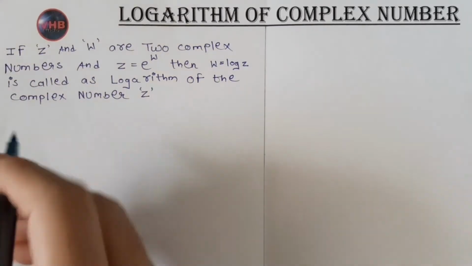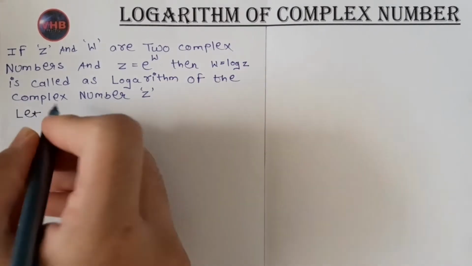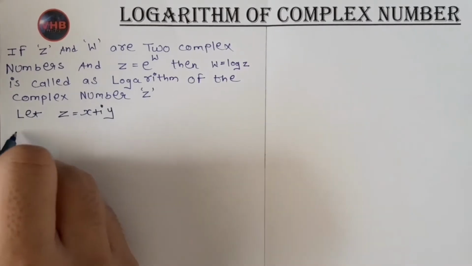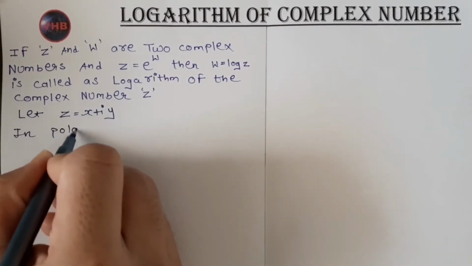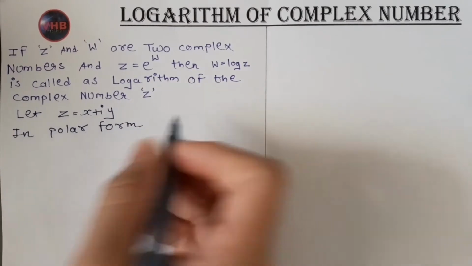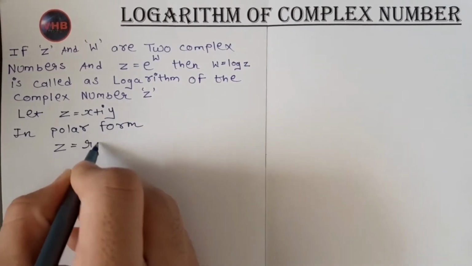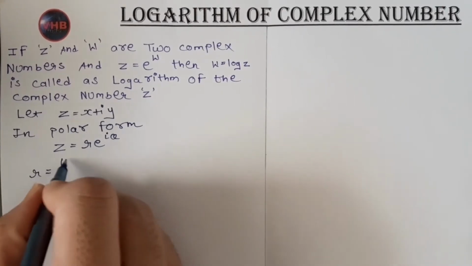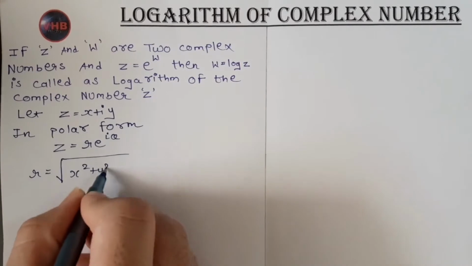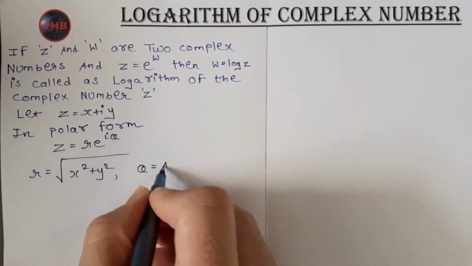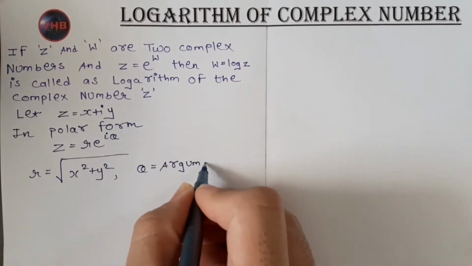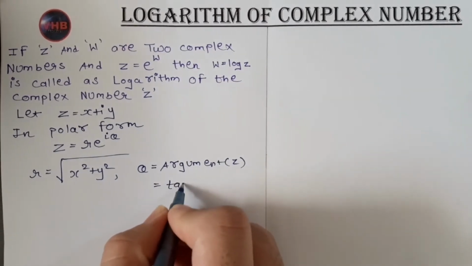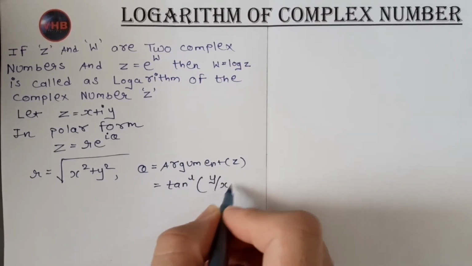Now let z equals x plus iy. In polar form, z can be written as z equals r into e raised to i theta, where r equals under root of x square plus y square, and theta is called the argument of z, which equals tan inverse of y by x.